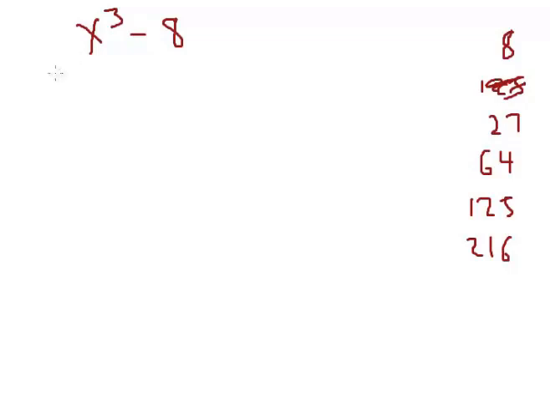Now, the way to do this is not so intuitive, but we'll have to go through it. So the first thing you have to do is use two parentheses. You're actually going to have a binomial, which means two terms, times a trinomial, three terms. The first one has to be the cube root of each one. So let's say x, because x cubed is x cubed, obviously, minus 2. Because 2 cubed is 8.